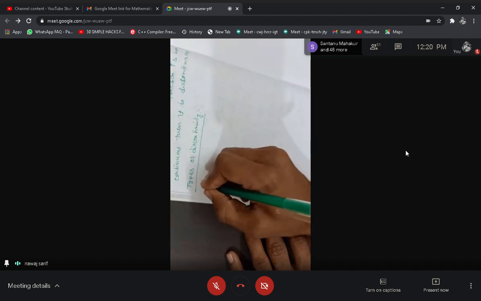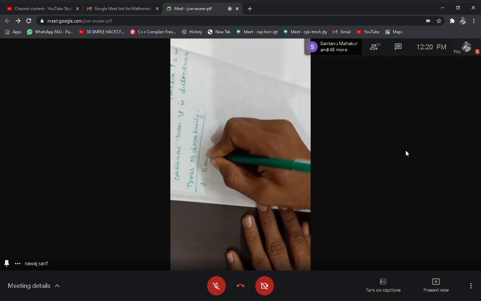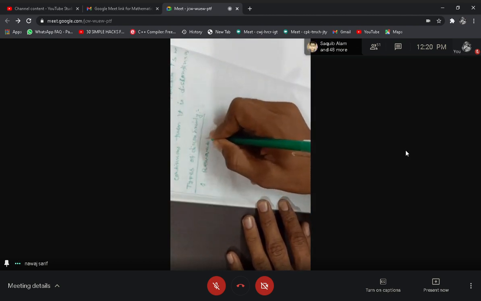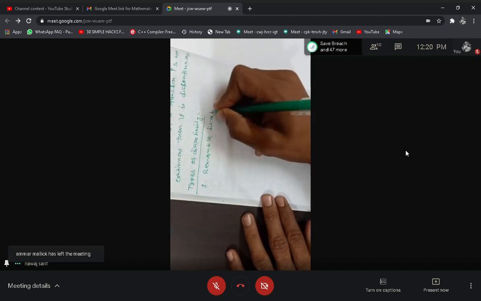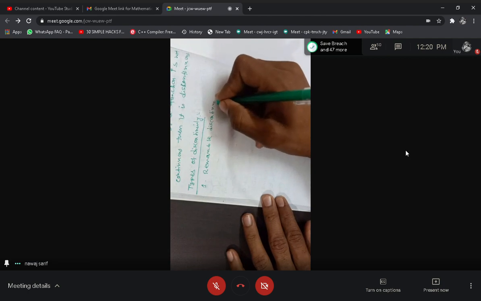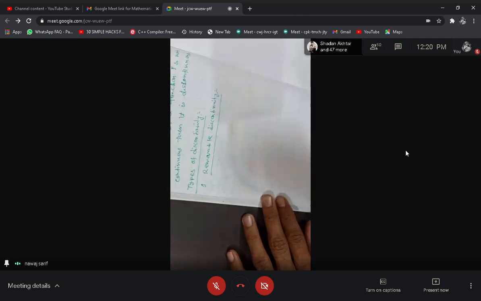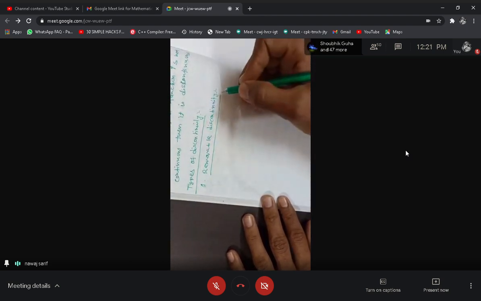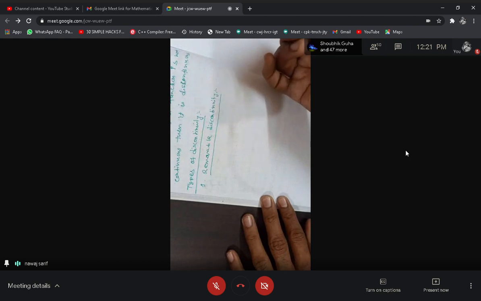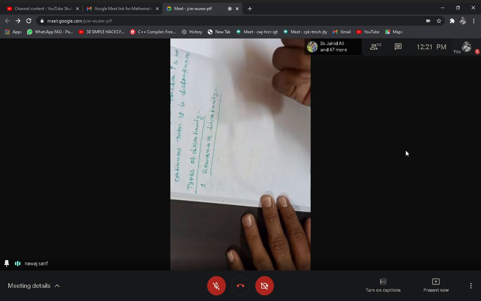First one is what? Removable discontinuity. The word removable tells you that if a function is discontinuous at some point, then you can remove that point and you can make the discontinuous function a continuous function.